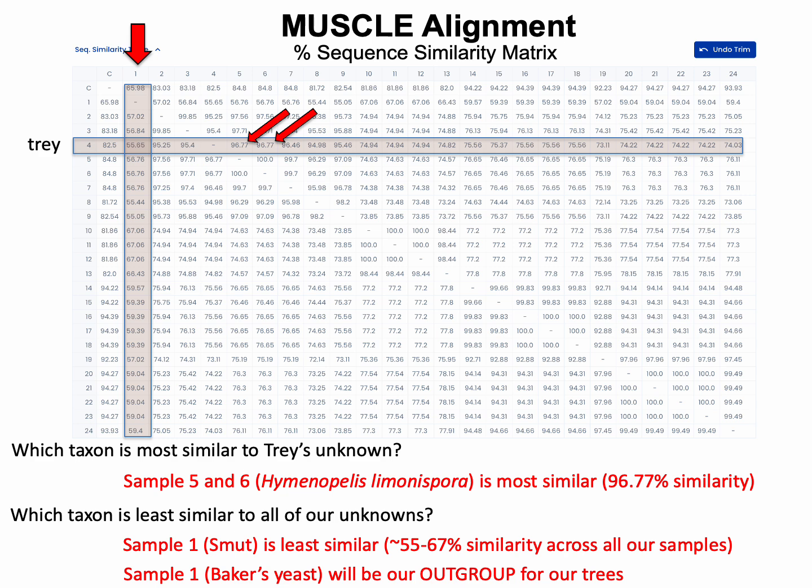So sample 1 will be our outgroup. And apologies that it says baker's yeast there, it should say smut. Smut will be the outgroup.